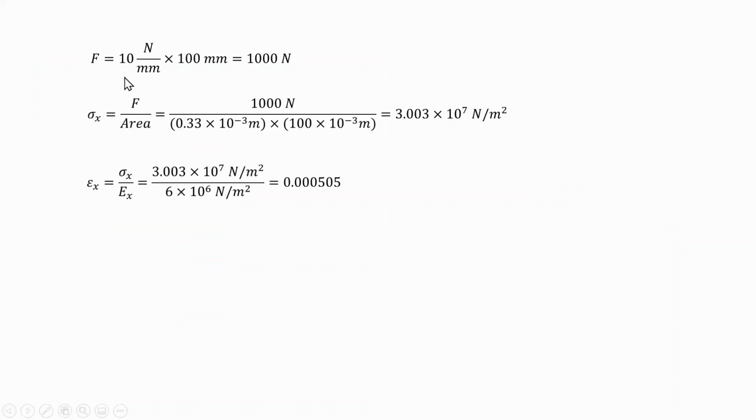Once we do the calculation, it's a very simple, basically extensional problem. We are going to get the force: force is nx times the length. This is the force divided by area, based on 0.33 millimeter and of course the width of 100 millimeters. You're going to get this stress, and divided by Ex, which is given in the table that I just showed you in Catia, you're going to get the strain of 0.000505. You can find the amount of extension based on this strain.